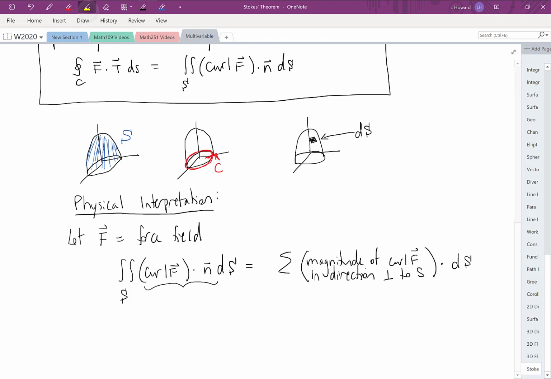All right, so when we say magnitude of curl of F in direction perpendicular to S, that's just like saying we're taking the curl of F and we're dotting it with the normal vector to our surface to get that magnitude in the perpendicular direction. And then that's being multiplied by dS. So this is an infinite sum over infinitely many tiny areas dS. We'd be breaking our surface up into infinitely many infinitesimal little areas, dS, and for each of those multiplying dS times this magnitude.